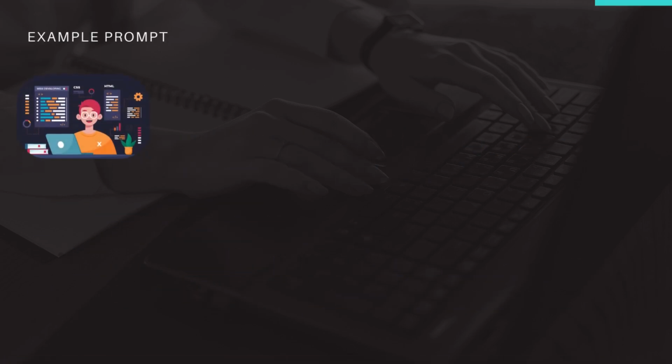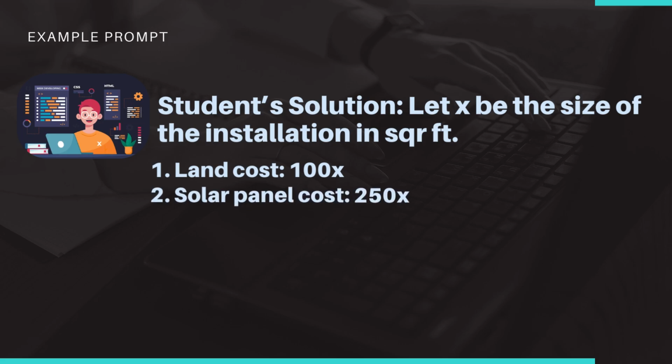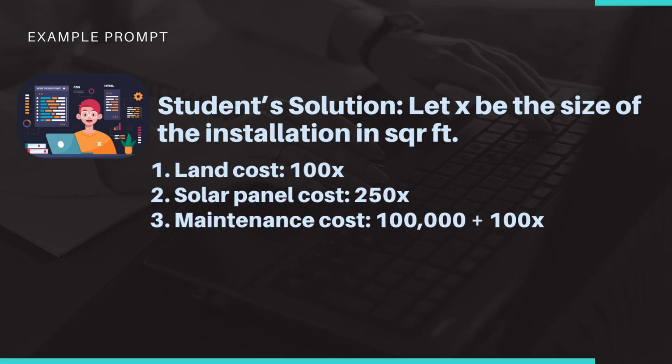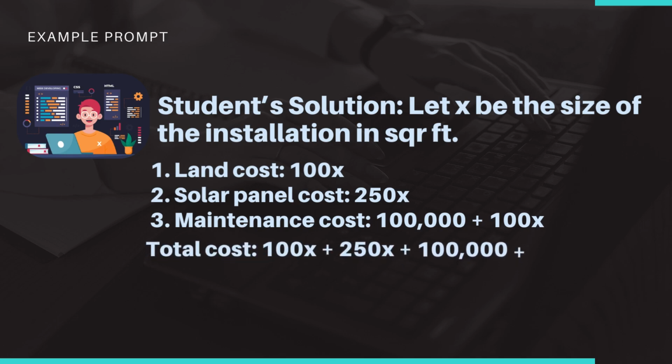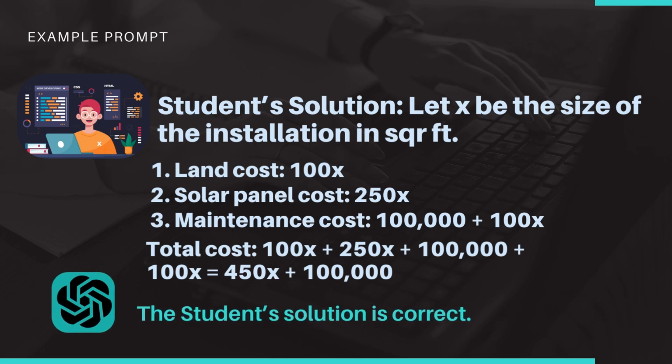So the student's solution is: let x be the size of installation in square feet. Land cost 100x, solar panel cost 250x, maintenance cost 1 lakh plus 100x. So the total cost is 100x plus 250x plus 1 lakh plus 100x, equals 450x plus 1 lakh. The assistant says here the student's solution is correct, but the student's solution is actually not correct.